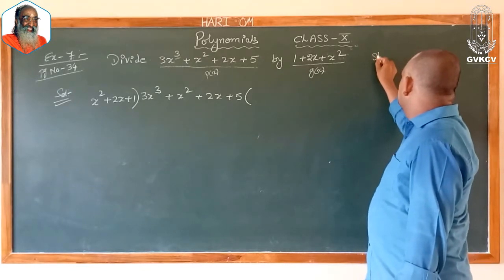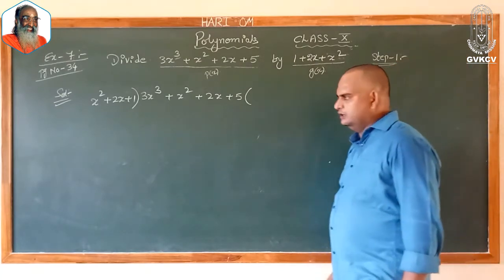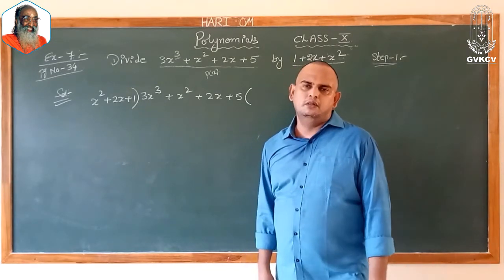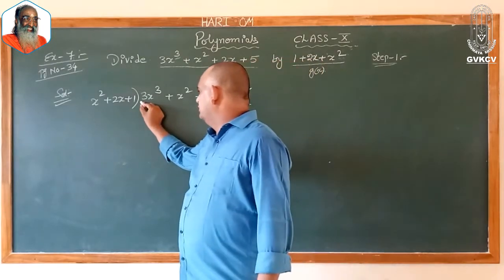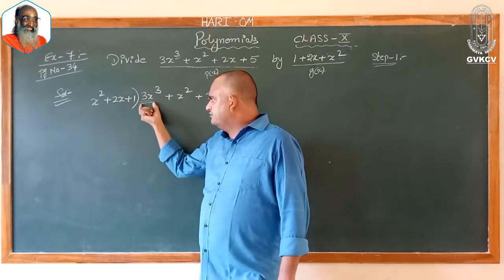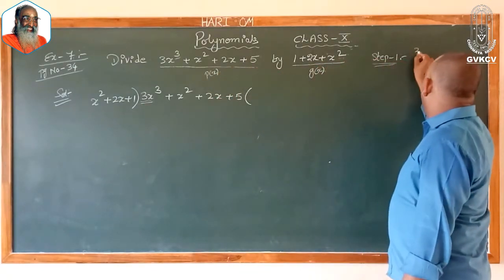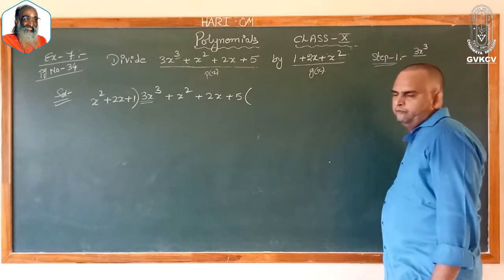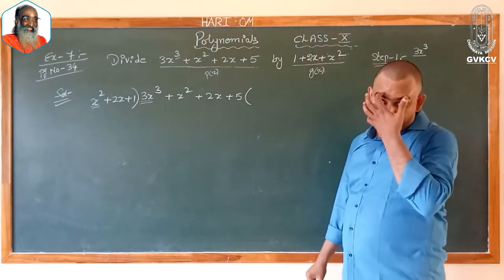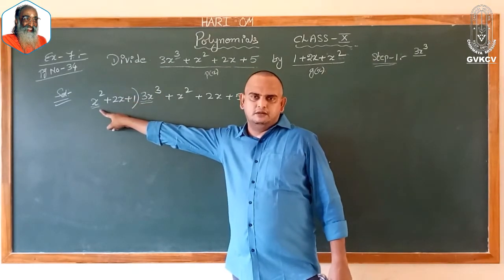Step 1. What is the first step I am doing here? Whatever the step 1 and step 2 we are following, the same steps we should continue for all. First, the first term of the dividend. This is the dividend and this is the divisor. What is the first term we have here? 3x cubed. What is the first term of the divisor? x squared. So the first term of the dividend and the first term of the divisor, these two we are going to divide.